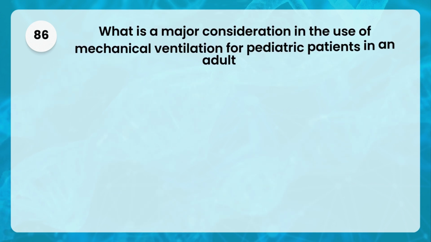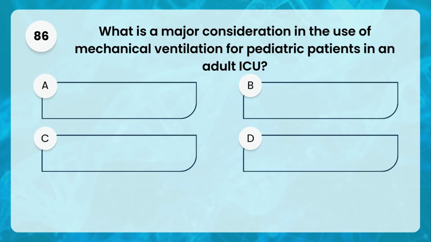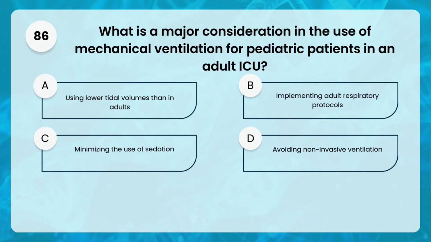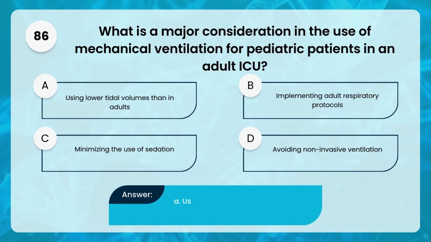86. What is a major consideration in the use of mechanical ventilation for pediatric patients in an adult ICU? A. Using lower tidal volumes than in adults. B. Implementing adult respiratory protocols. C. Minimizing the use of sedation. Or D. Avoiding non-invasive ventilation. The answer is A. Using lower tidal volumes than in adults.